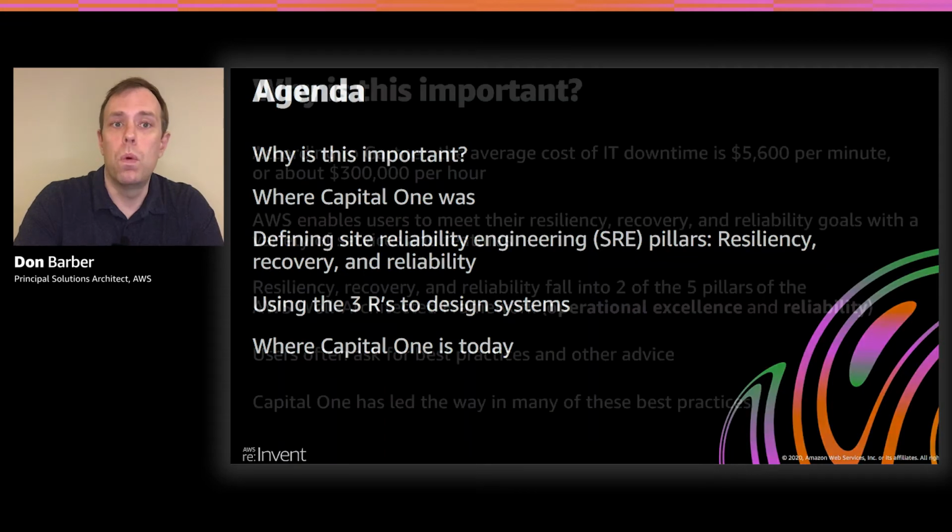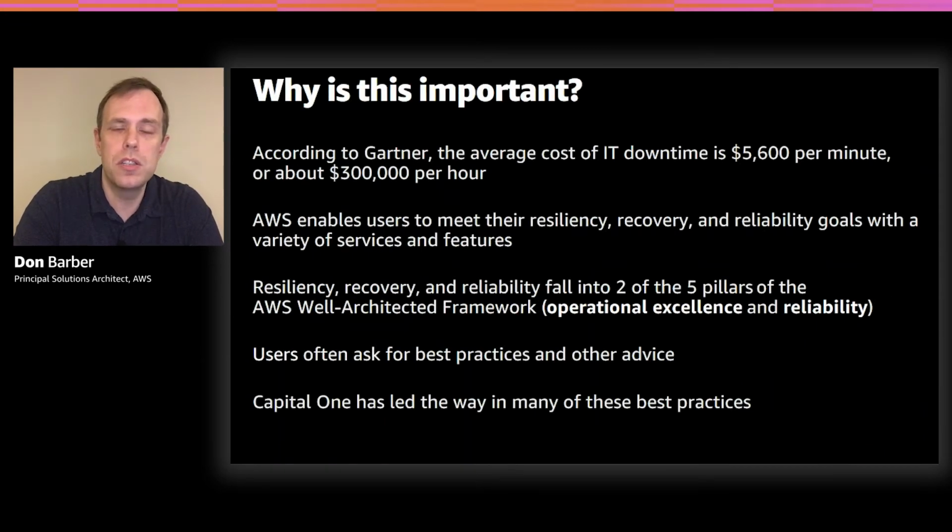So, why is this important? Well, technology is being used more and more in our lives. It's become more critical as time goes on, and we basically could not do without it anymore. According to Gartner, the average cost of IT downtime is $5,600 per minute, or about $300,000 per hour. I mean, that's a big chunk of change. AWS gives a variety of services to meet those requirements for resiliency, recovery, and reliability goals. A huge number available. Customers come asking for best practices and advice on how to take advantage of those services to meet those goals.